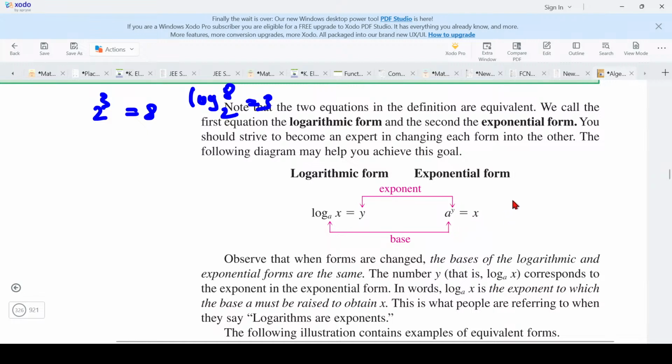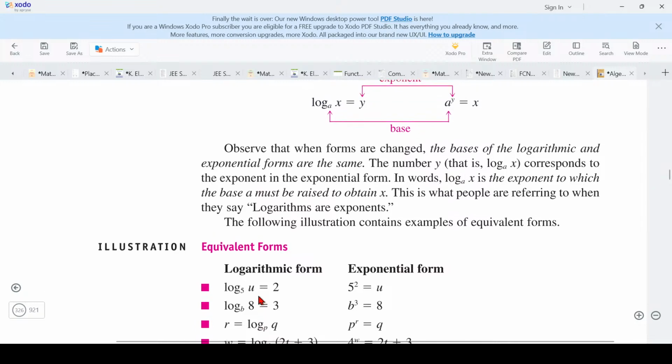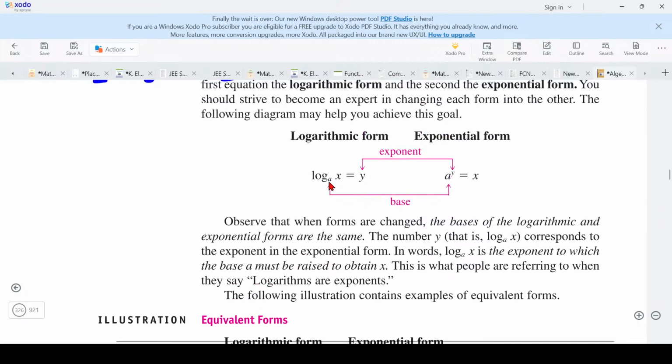2 cube equals 8. That means log 8 to the base 2 is 3. So that's how logarithms and exponents are related, because basically they are inverses of each other. A is the base there.